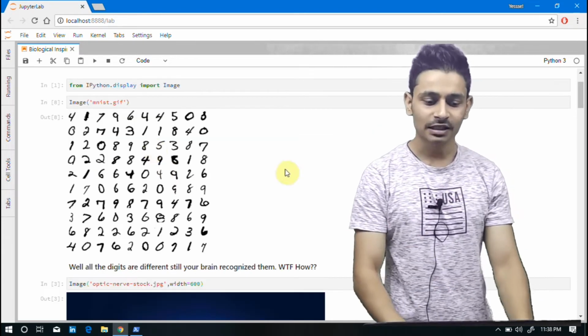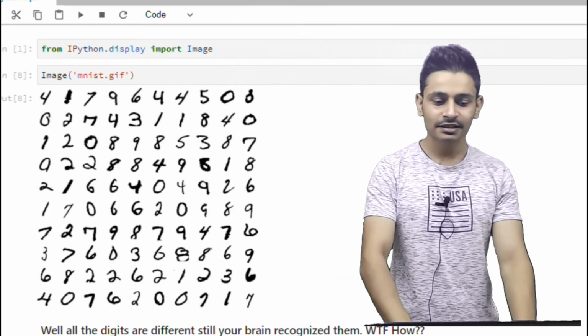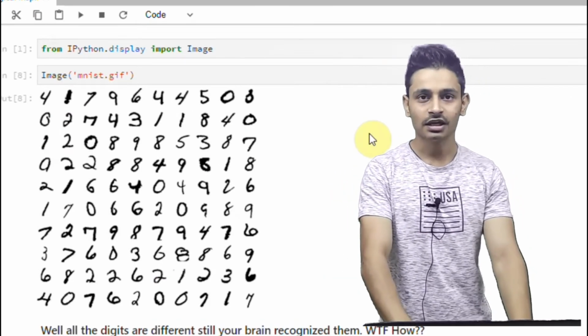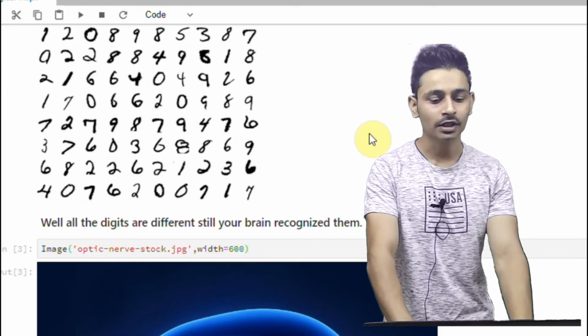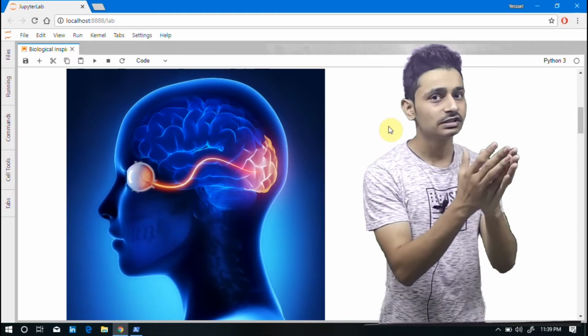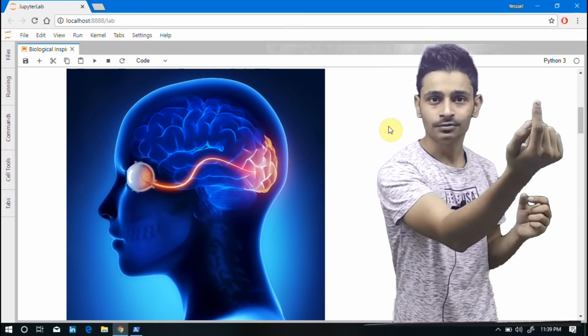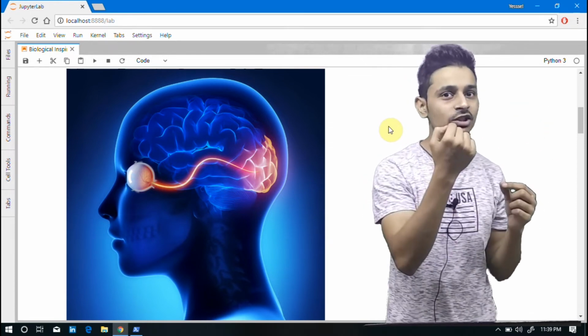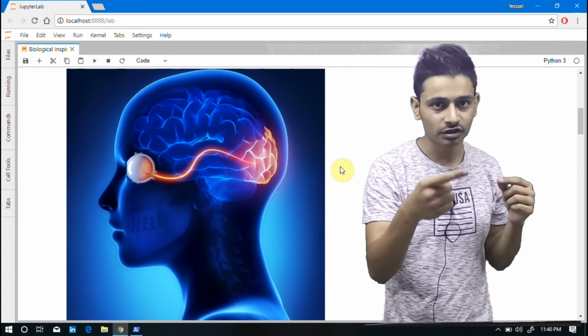Can you recognize this image here? You can easily say that this image contains handwritten digits. But how does our brain actually do that? Let's see that. Whenever we see an object, light from that object gets reflected and enters into our eye, and our eye processes that light.